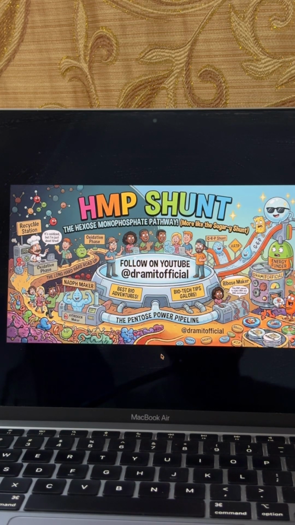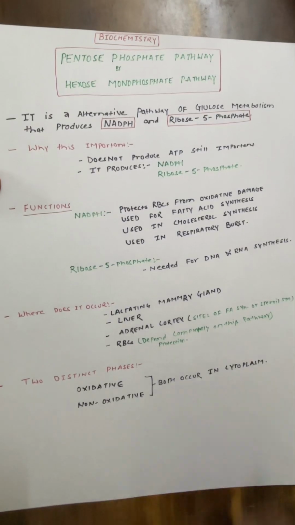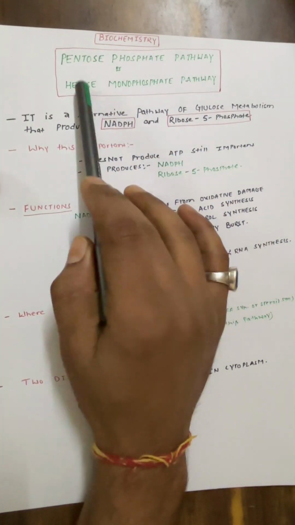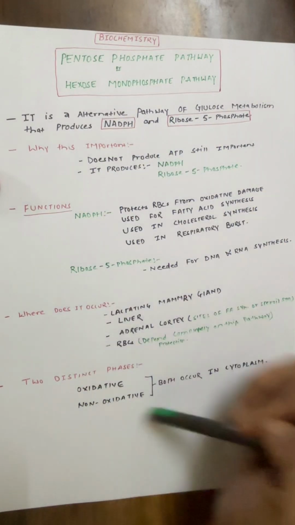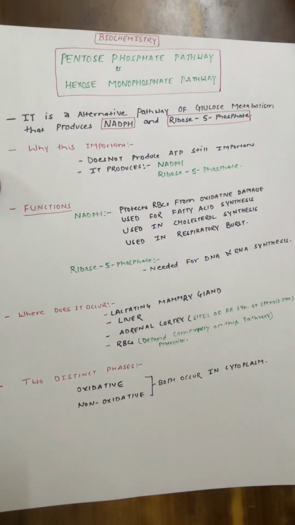So let's start our topic, the pentose phosphate pathway, hexose monophosphate pathway. Okay, first we'll talk about the basic concepts of HMP Shunt, then we'll look at this diagram of the pathway.